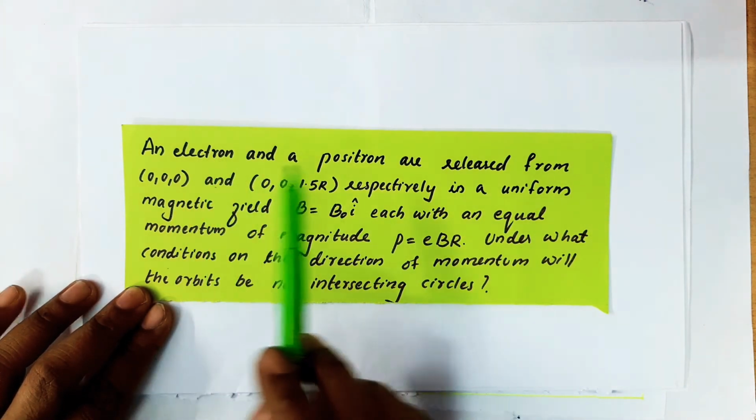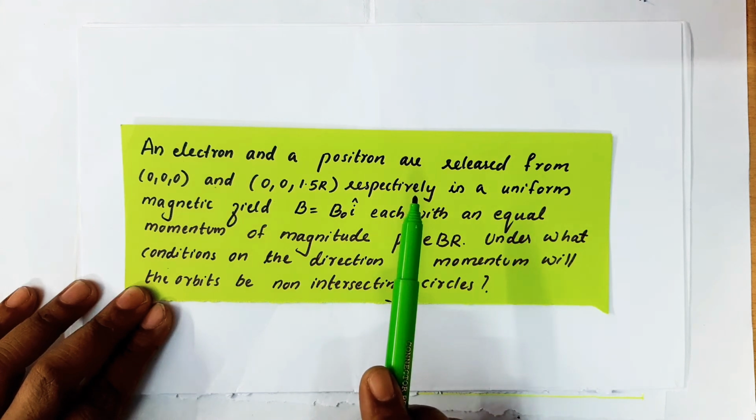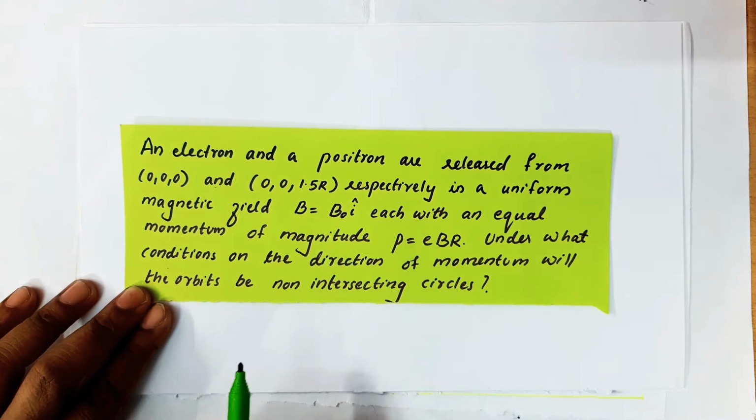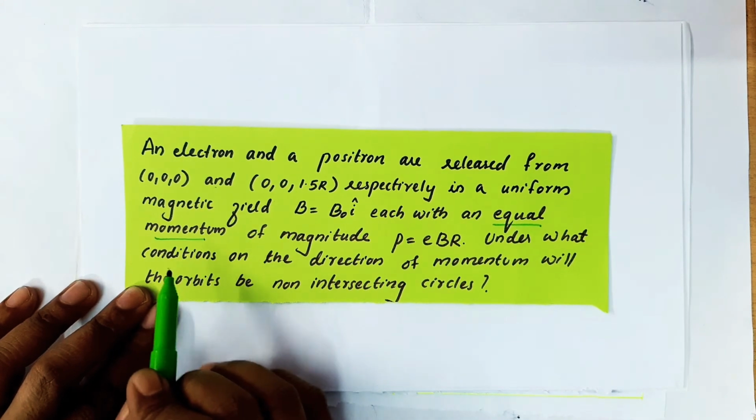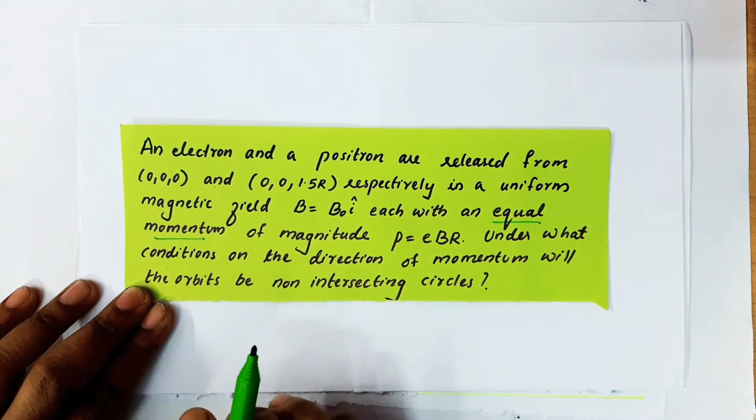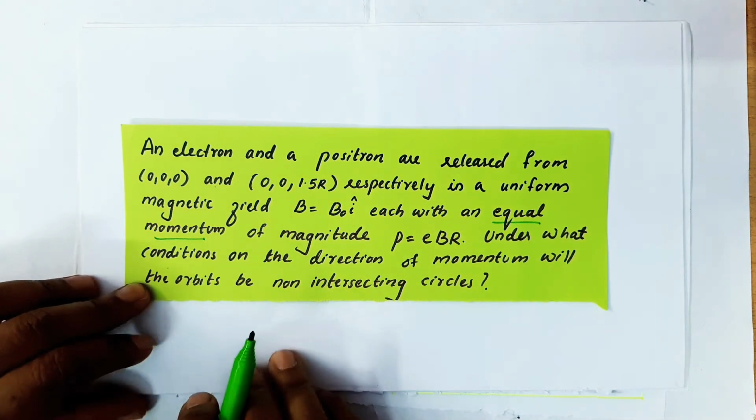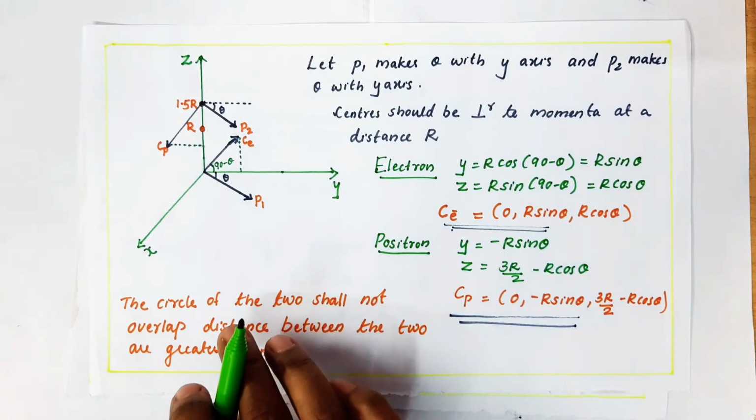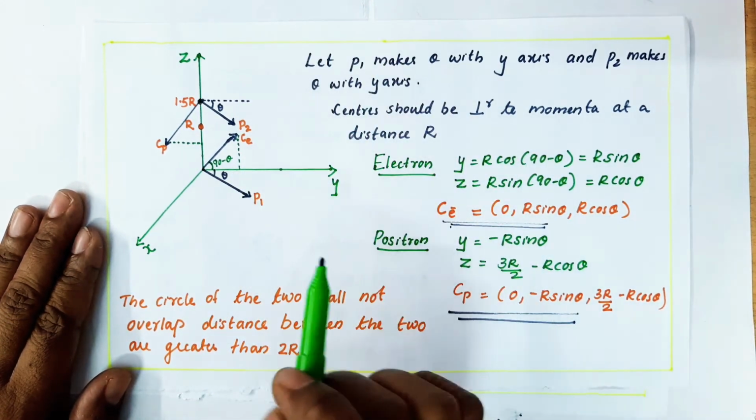I repeat, two particles are there, an electron and a positron, and they gave the coordinates. They are projected or released in a magnetic field that is along the x-axis. The important hint is that they are of equal momentum. Under what condition on the direction of momentum will the orbits be non-intersecting circles? See here, I have already written it. Everyone see the diagram once. The diagram is the important one.